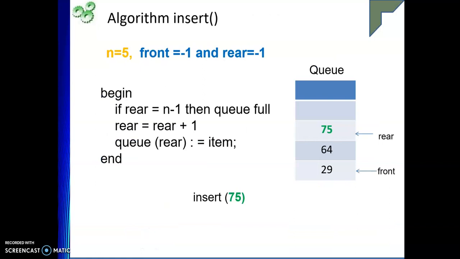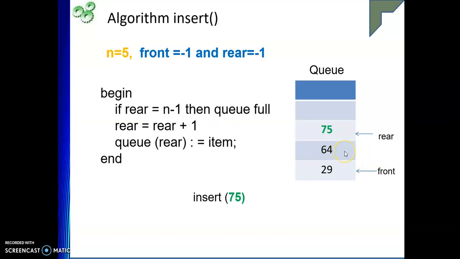So let us see the algorithm. Front is -1 and rear is -1, here we consider it that way, and n is equal to 5. So we start this as 0, 1, 2, 3, 4. That is the reason why I have taken this as n-1. So if rear is equal to n-1, then it is full. Initially rear is -1, so we insert 29. Now rear becomes pointing to 29. Then you insert 64, now rear points to 64.